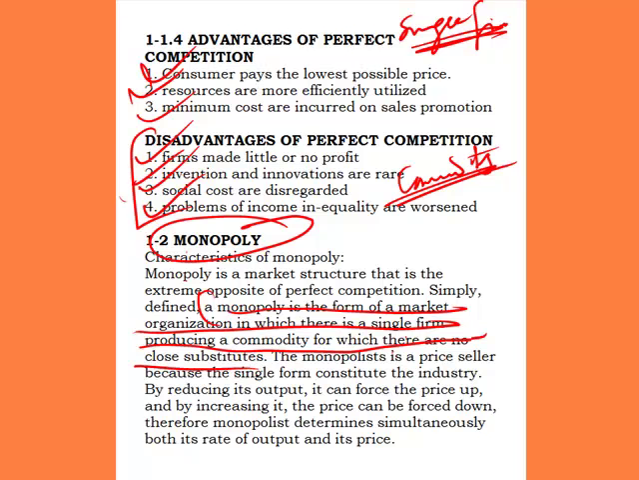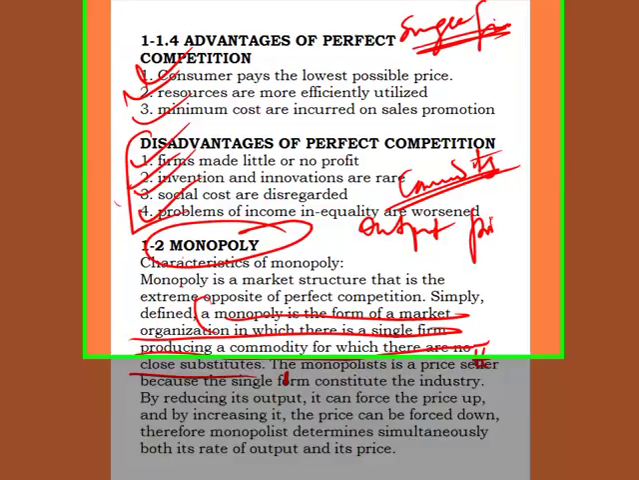The monopolist is a price setter because the single firm constitutes the industry. I mean, the monopolist is the one that sets the price because he is the one controlling the industry. By reducing his output, he can manipulate his output and price to achieve his own gain.